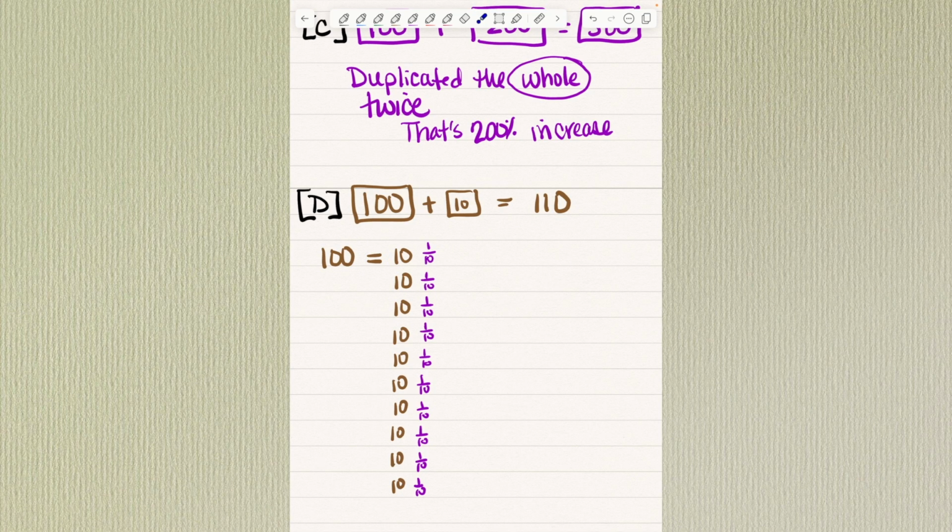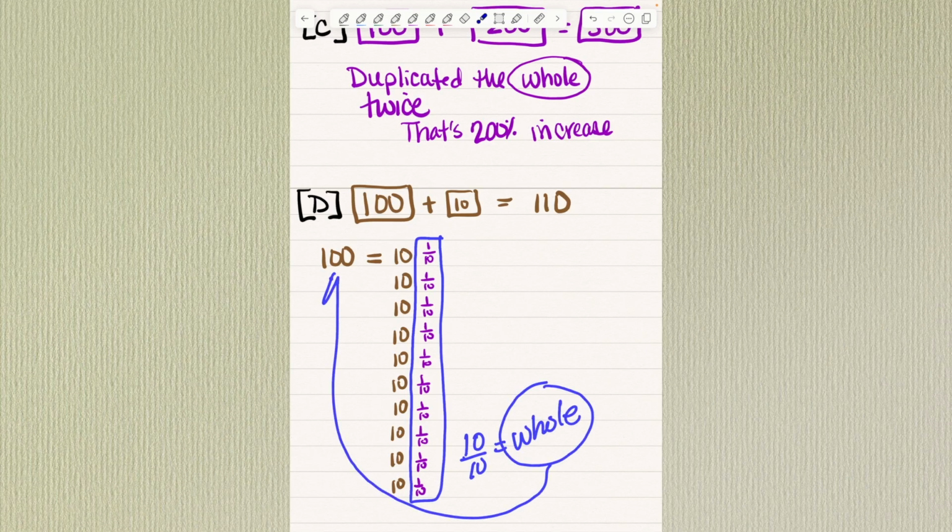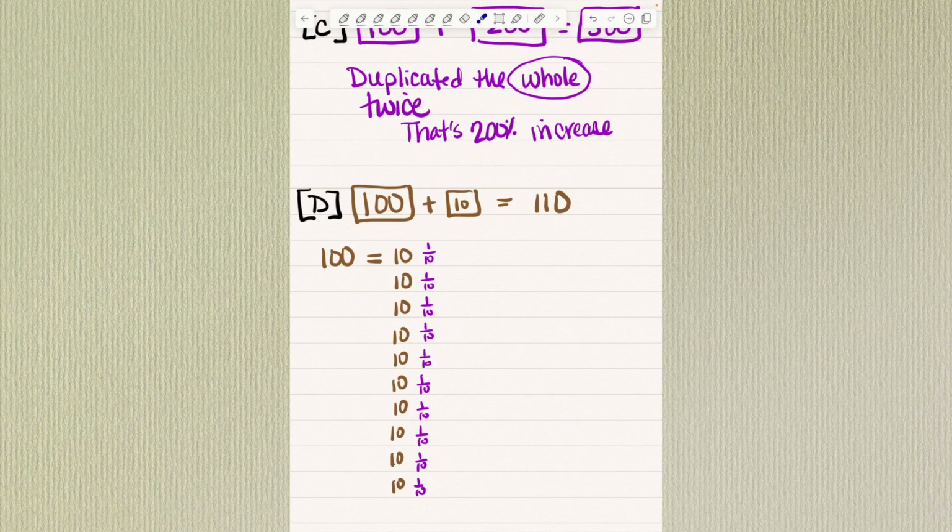What do I mean by 1/10? It counts as one of the tens out of all of the tens. So if I add all these tens up, I get 100. If I add all these 1/10ths up, I get 10 out of 10, which is a whole. That represents the whole 100. Okay, so you have to think of it in parts.